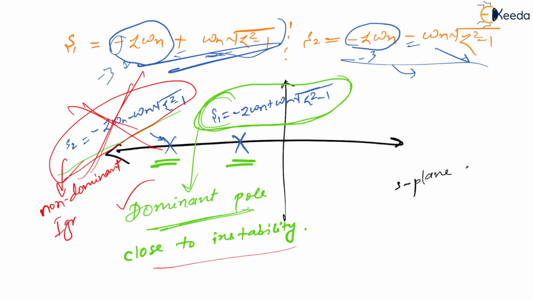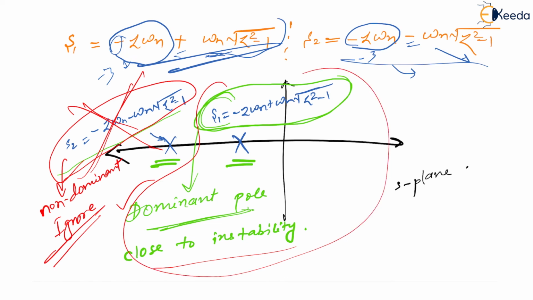Non-dominant pole. And we are going to ignore this non-dominant pole. Why? Because it is going to be stable and it does not affect your system parameters. Now we will only and only consider this dominant pole. So let us consider that dominant pole.